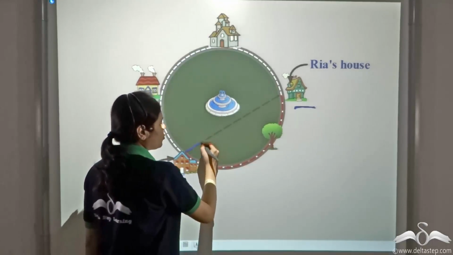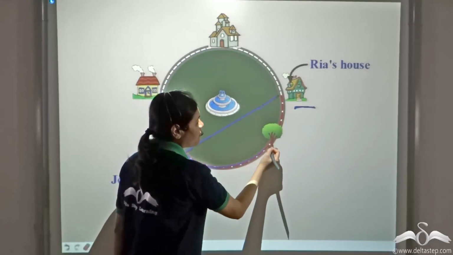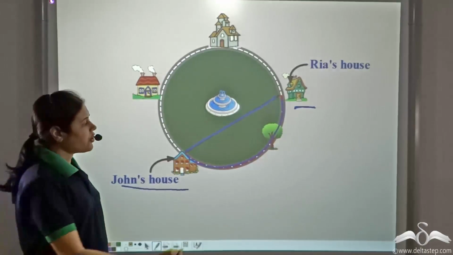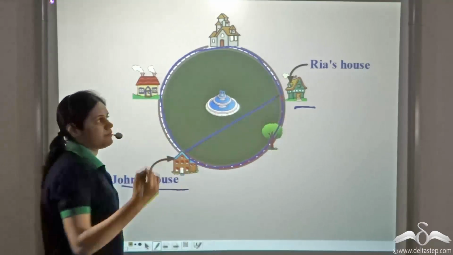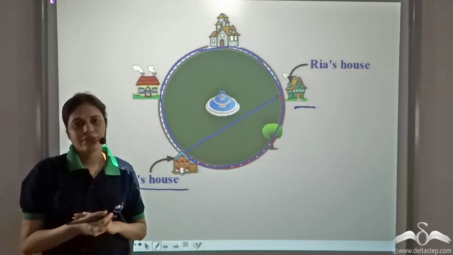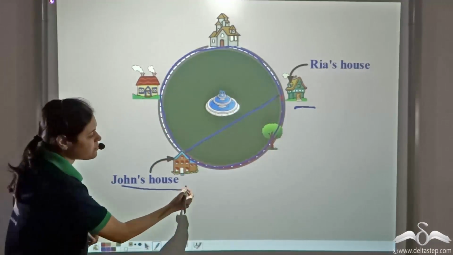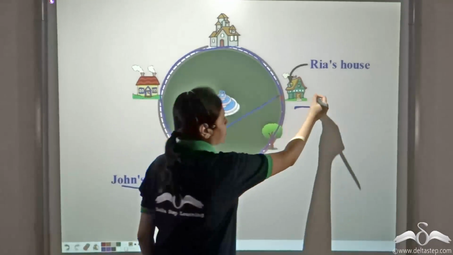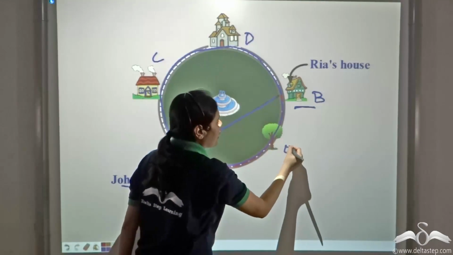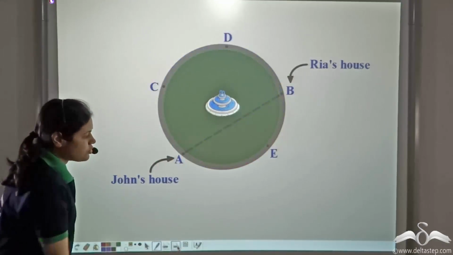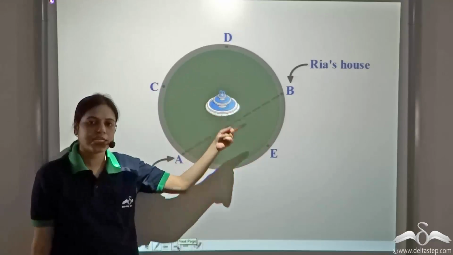He can either go through this straight line path, or he can go through this curved path, or he can also go through this longer curved path. So these are the three paths which he can take. Now let us denote these as points. So let us mark this as point A, this as point B, point C, D and E. So we have marked each of these as points on the circular housing society.